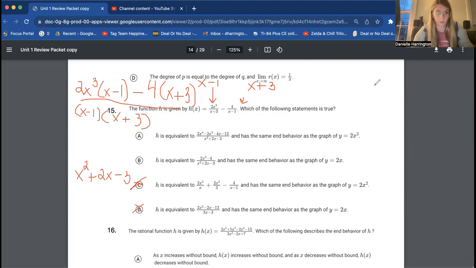I continue my foiling. I'm going to get 2x to the 4th. Stop right there. This one doesn't have a 2x to the 4th. It's A. It's a lot of math, but at a certain point, you will be able to stop and eliminate and move forward, and yuck. But we did it.